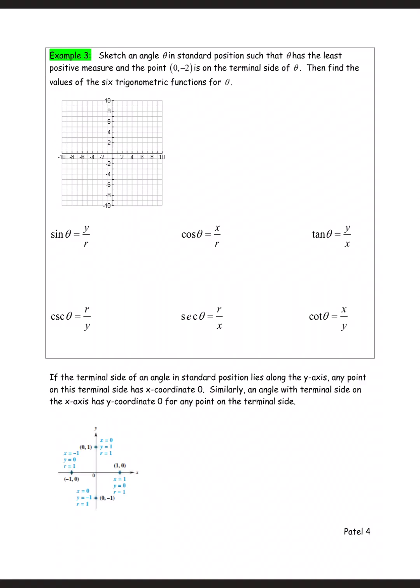Example 3, we're going to sketch an angle theta in standard position. So we have the vertex at 0, 0. My initial side is on the positive x-axis, and here's 0, -2, which is a quadrantal angle.